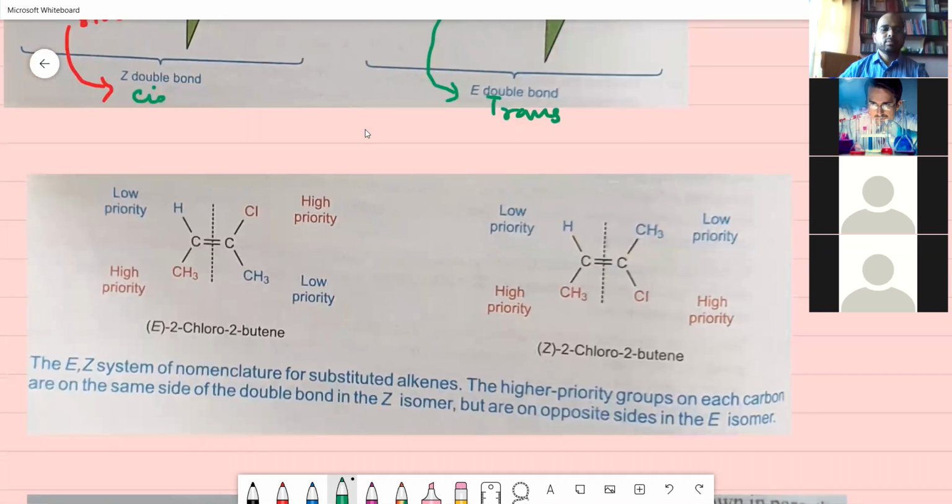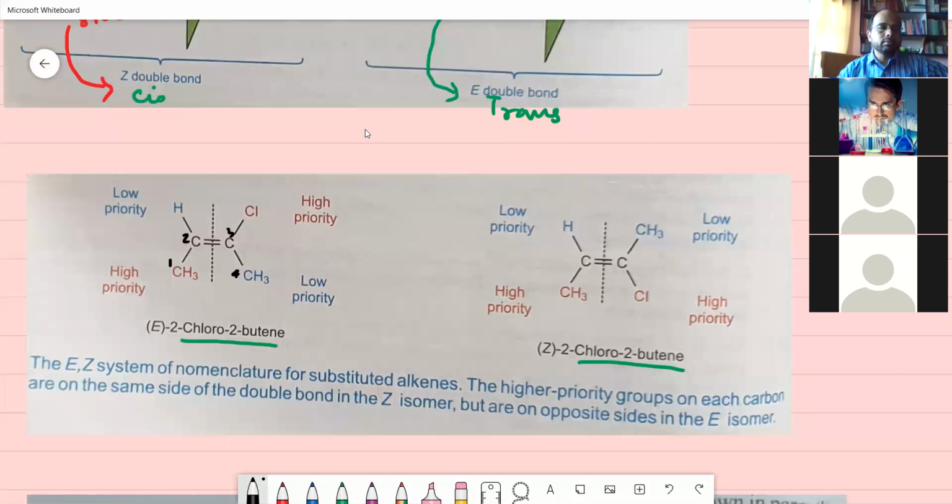You can see that's an example there. They will ask you to write the isomers for chloro 2-butene. The same thing is here also. And you have to write the structure in both the forms. Okay. Butene should have 4 atoms: 1, 2, 3.